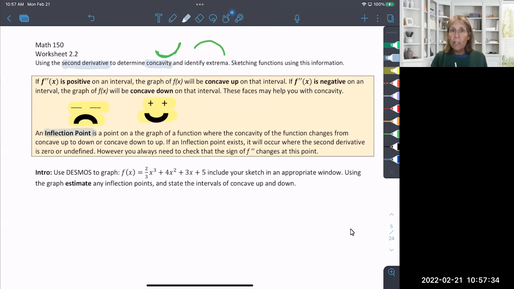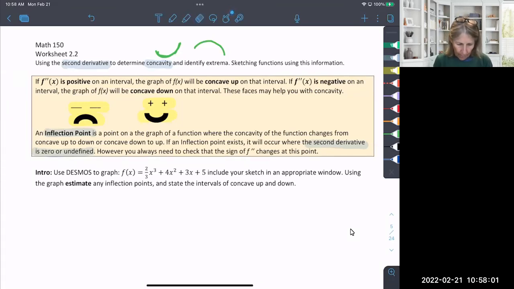So this inflection point is a key point, and the way we find it is, if it's going to be there, it's going to occur where the second derivative is either 0 or undefined. So if you have an inflection point, that's where it will occur. But that doesn't always mean that if the second derivative is 0, it's an inflection point. You always have to check it.